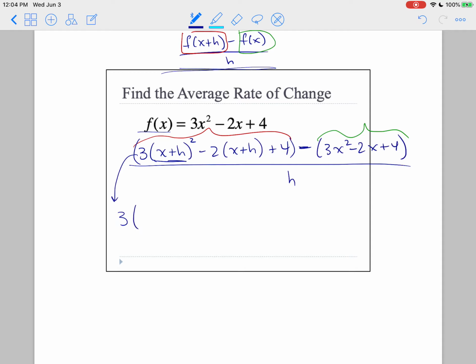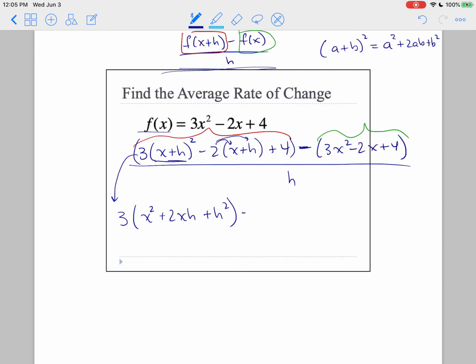The x plus h squared is going to be x squared plus 2xh plus h squared. I've already multiplied out a binomial squared, and I just want to make sure that we all are aware of the shortcut here. If you have something that looks like a plus b quantity squared, it's always going to be a squared plus 2ab plus b squared. So that's how I'm able to do that so quickly.